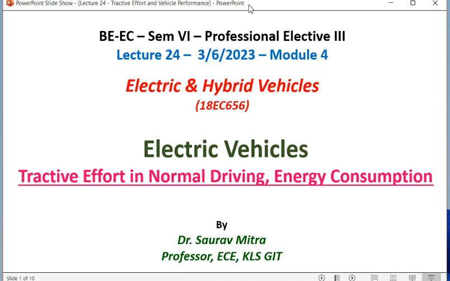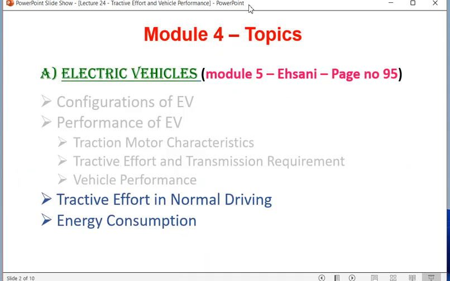Today is the 3rd June, and under module number 4, that is electric vehicles, the topics are called tractive effort in normal driving and energy consumption. With this topic we are going to finish the first part of module number 4. So far we have seen in module number 4 the basics of EV.